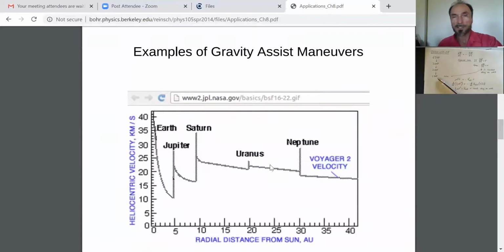Now, gravity assist maneuvers. How do you get your spacecraft to travel so far from home? Okay, this is a nice diagram. Again, notice the URL, it's nasa.gov. The horizontal axis here is the distance from the sun, again, measured in AU. You see the Earth is at 1 AU. That's the definition of an AU, the average distance between the Earth and the sun.